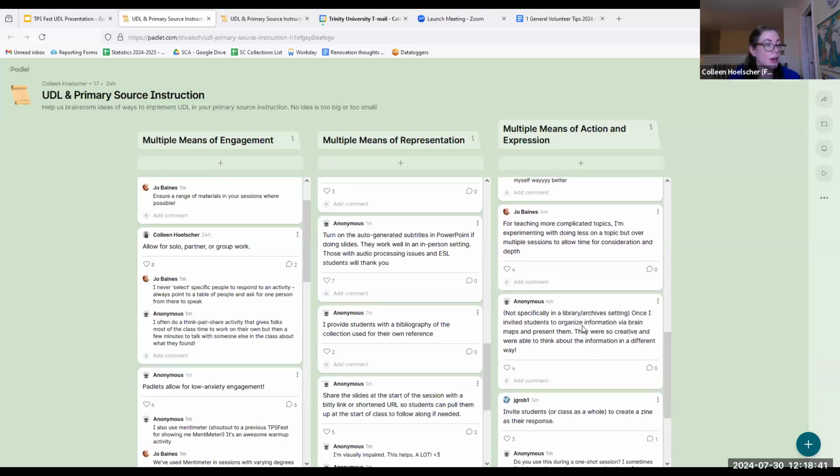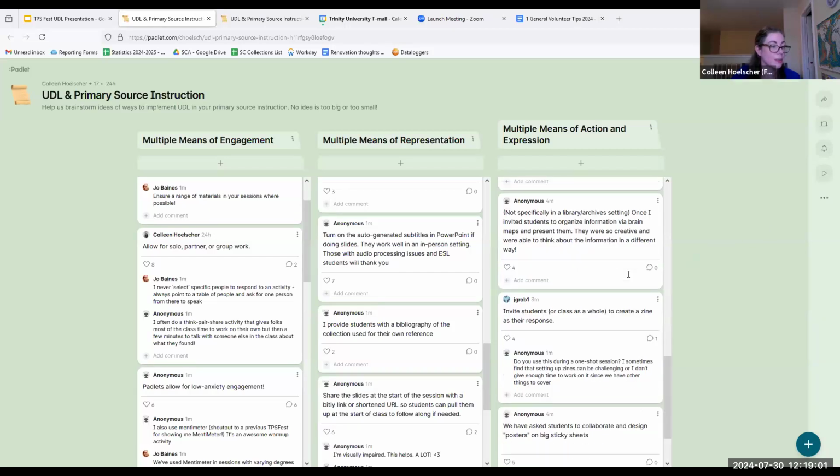Someone posted that for teaching more complicated topics, they're experimenting with doing less on a topic, but over multiple sessions, to allow time for consideration and depth. And I think that's a great idea, especially if you could get the instructor on board with that.